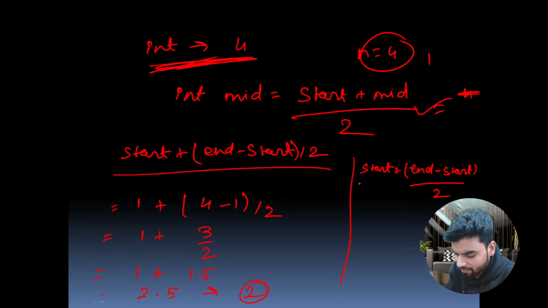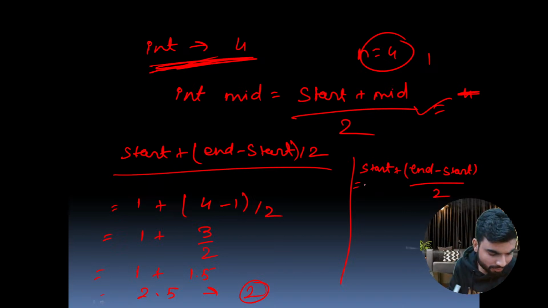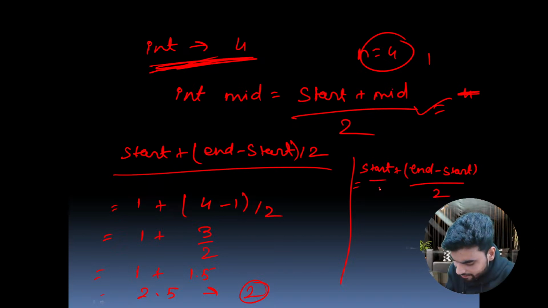If you solve this mathematically, not computationally in a computer, but mathematically, what will happen? You'll take LCM. This becomes 2 start plus end minus start, by 2. If you subtract, 2 start minus 1 start becomes start, which means start plus end by 2. The same thing we have written.